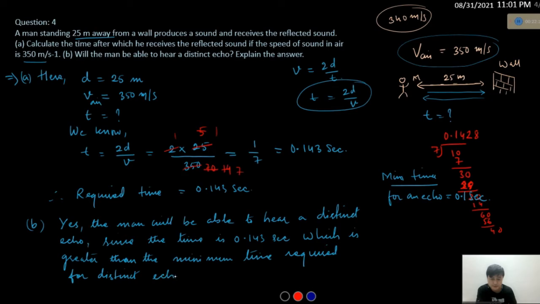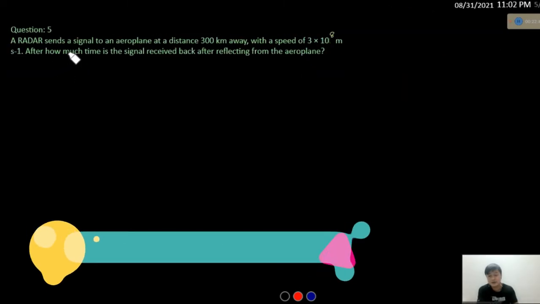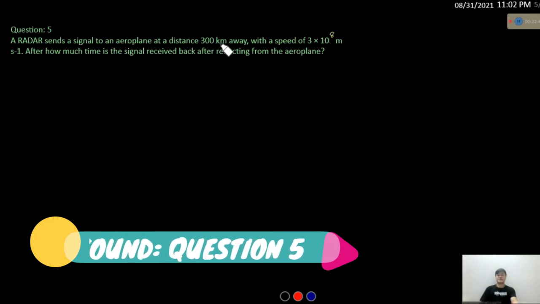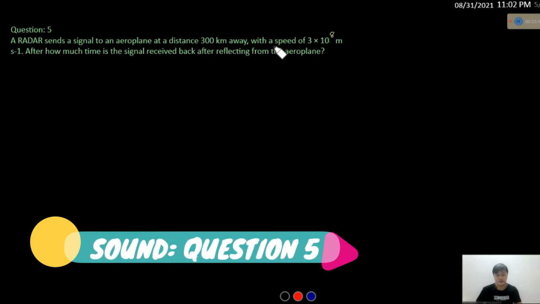echo. A radar sends a signal to an aeroplane at a distance 300 km away with a speed of 3 into 10 to the power 8 meter per second. After how much time is the signal received back after reflecting from the aeroplane?